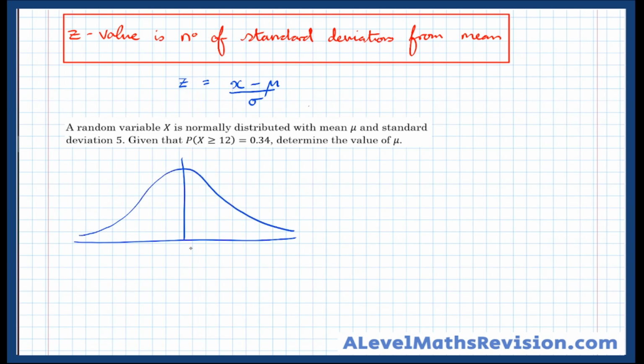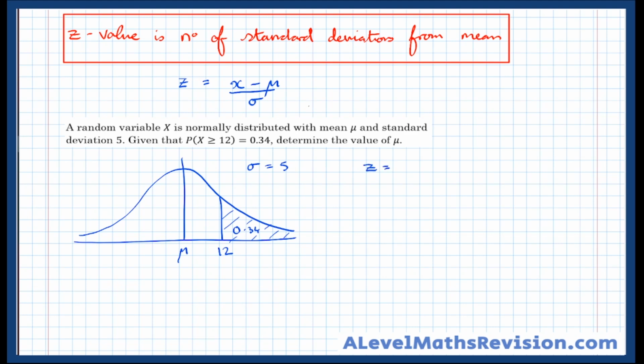So we know that the mean is mu, which is unknown, and the standard deviation here we're told is 5. And we know the probability that x is greater than or equal to 12 is 0.34. So there's an area of 0.34, and we'll shade that like that. And 12 goes there. So we need to find the z value for that boundary in two different ways. So first of all, we'll do it algebraically.